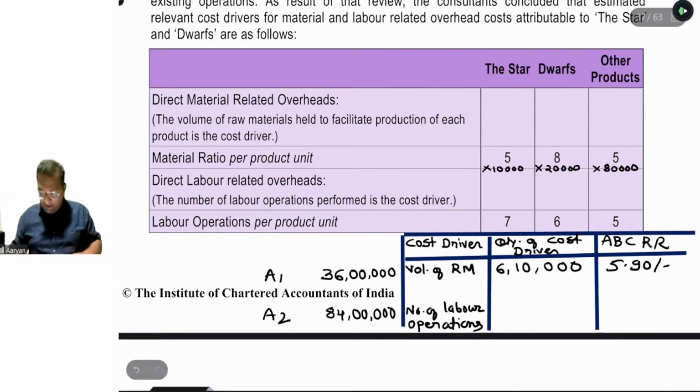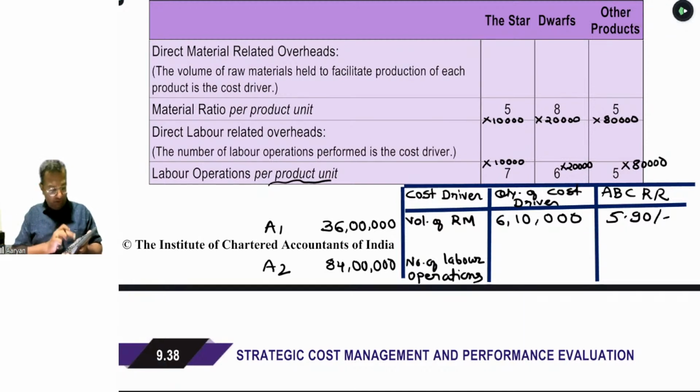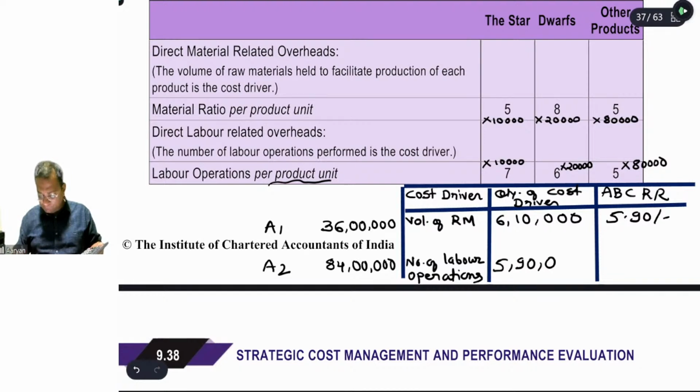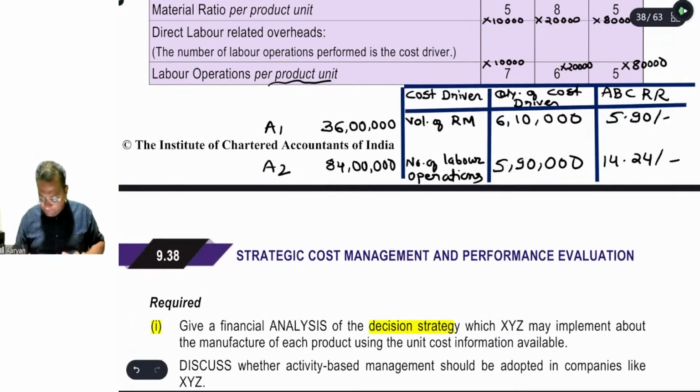है ना। अब सिमिलरली यहां पे भी बेटा, यहां पे भी per product unit दिया है तो इसको आपको 10,000 से मल्टीप्लाई करना है, इसको आपको 20,000 से मल्टीप्लाई करना है, and this is to be multiplied by 80,000. तो बताइए नंबर ऑफ लेबर ऑपरेशन: 70,000, 1,20,000 and 4 lakh. So it is 5,90,000. So 84 lakh divided by 5,90,000, so it's 14.24. ऐसा है कैलकुलेशन, समझ में आया बेटा?